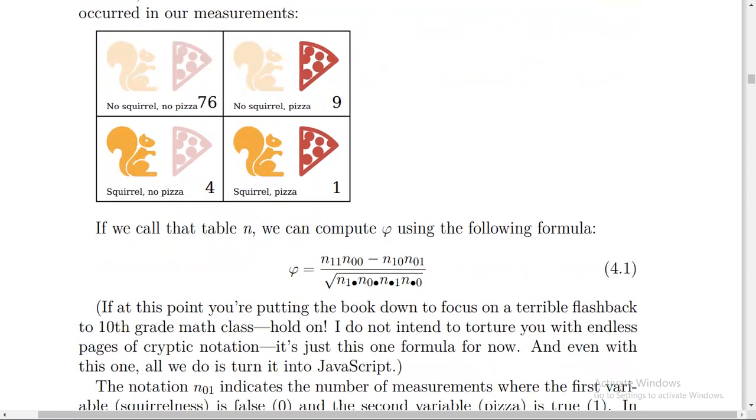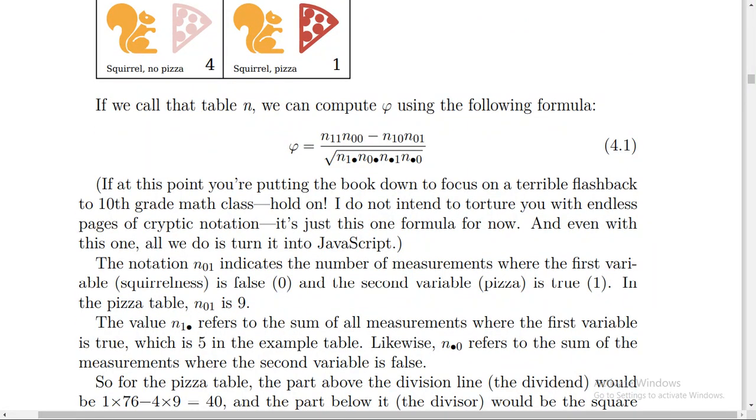And if we call that table n, we can compute phi using the following formula. If at this point you are putting the book down to focus on a terrible flashback to math class, hold on. I don't intend to torture you with endless pages of cryptic notation; it's just this one formula for now. And even with this one, all we do is turn it into JavaScript.